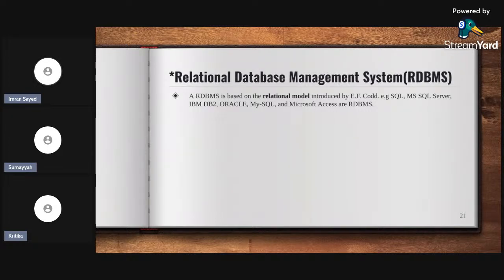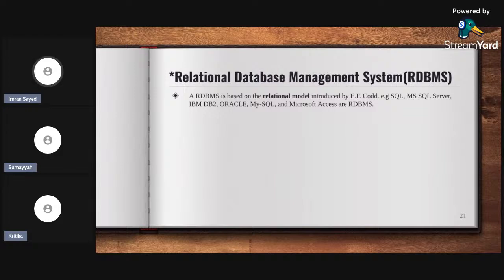There are different relational database management systems. For example, SQL, MS SQL Server, IBM DB2, Oracle is one of the most popular ones. MySQL is what WordPress uses, which is very popular. And you have Microsoft Access. These are all examples of the relational database management system.